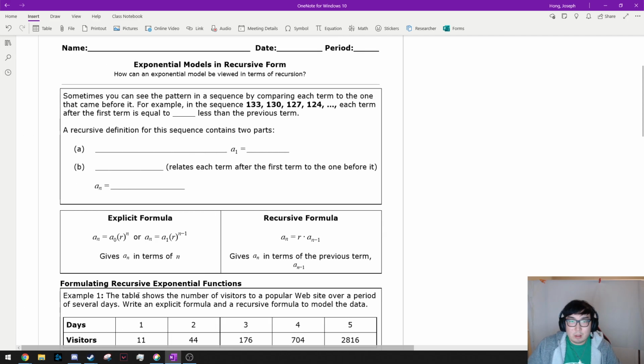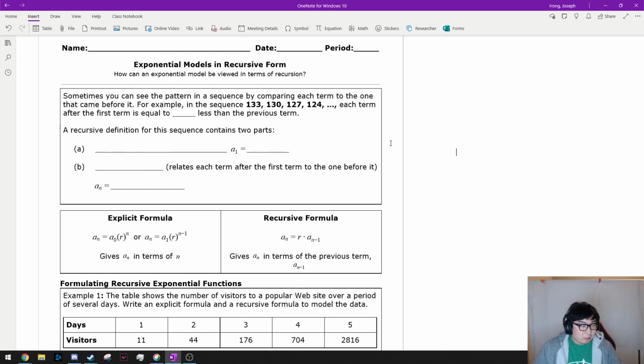And before we start talking about the really heavy part of the lesson, we need to first define key points. So we are starting with this box right here. Sometimes you can see the pattern in a sequence by comparing each term to the one that came before it.